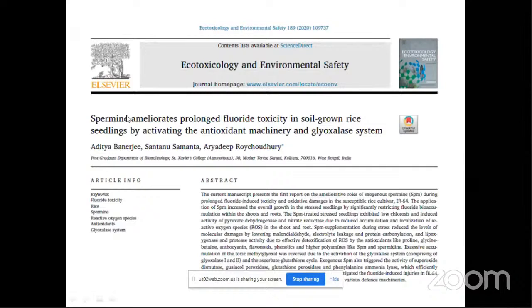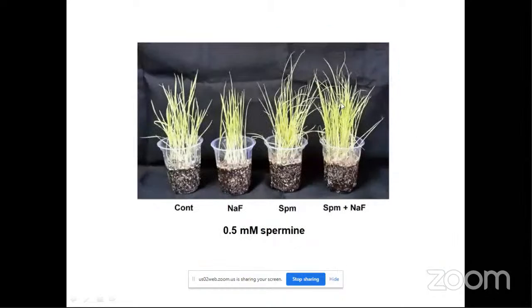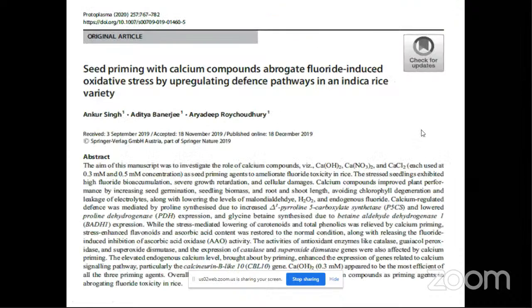So in a similar fashion, we also showed that spermine confers protection against fluoride toxicity, and this has also been published in Ecotoxicology and Environmental Safety. So you can see here the performance of the plant. Again, these have been analyzed through different tests and through different molecular analyses. I'm not going into details.